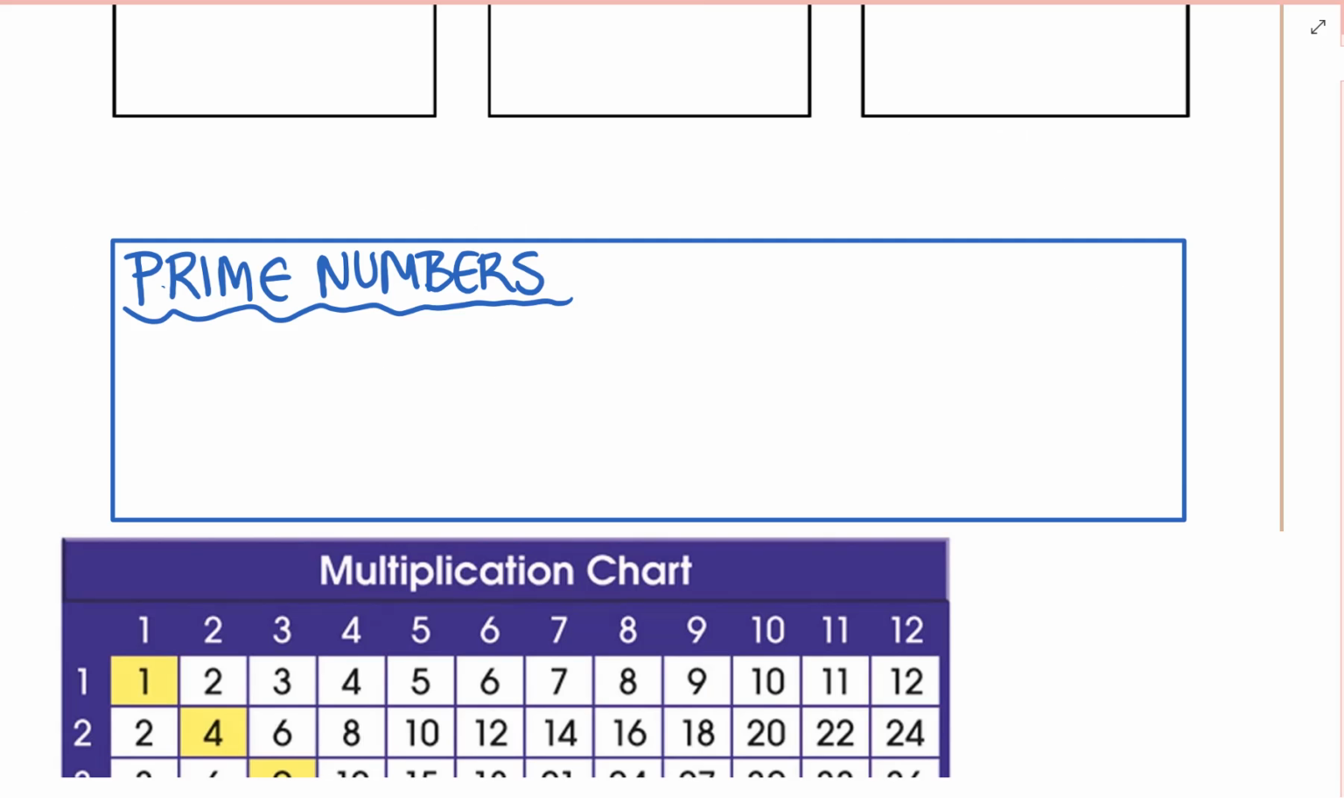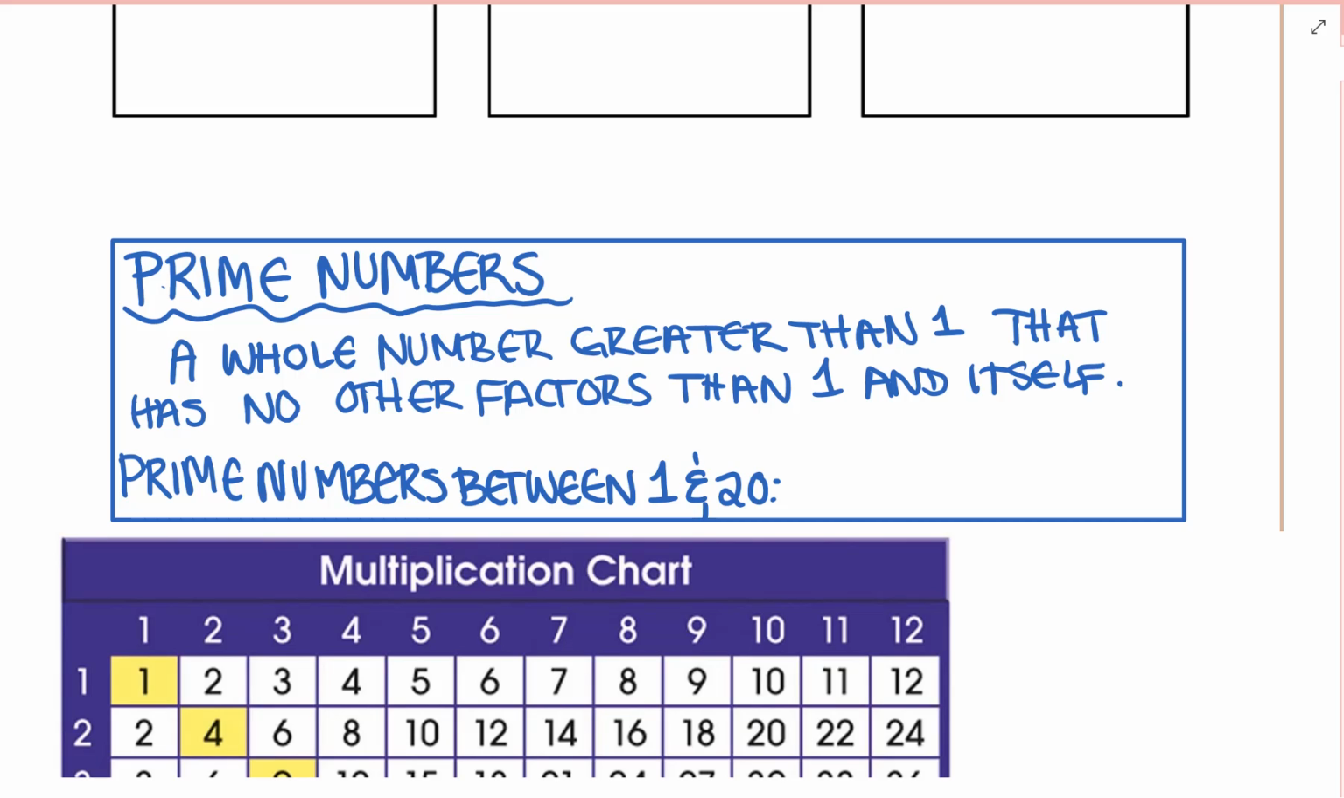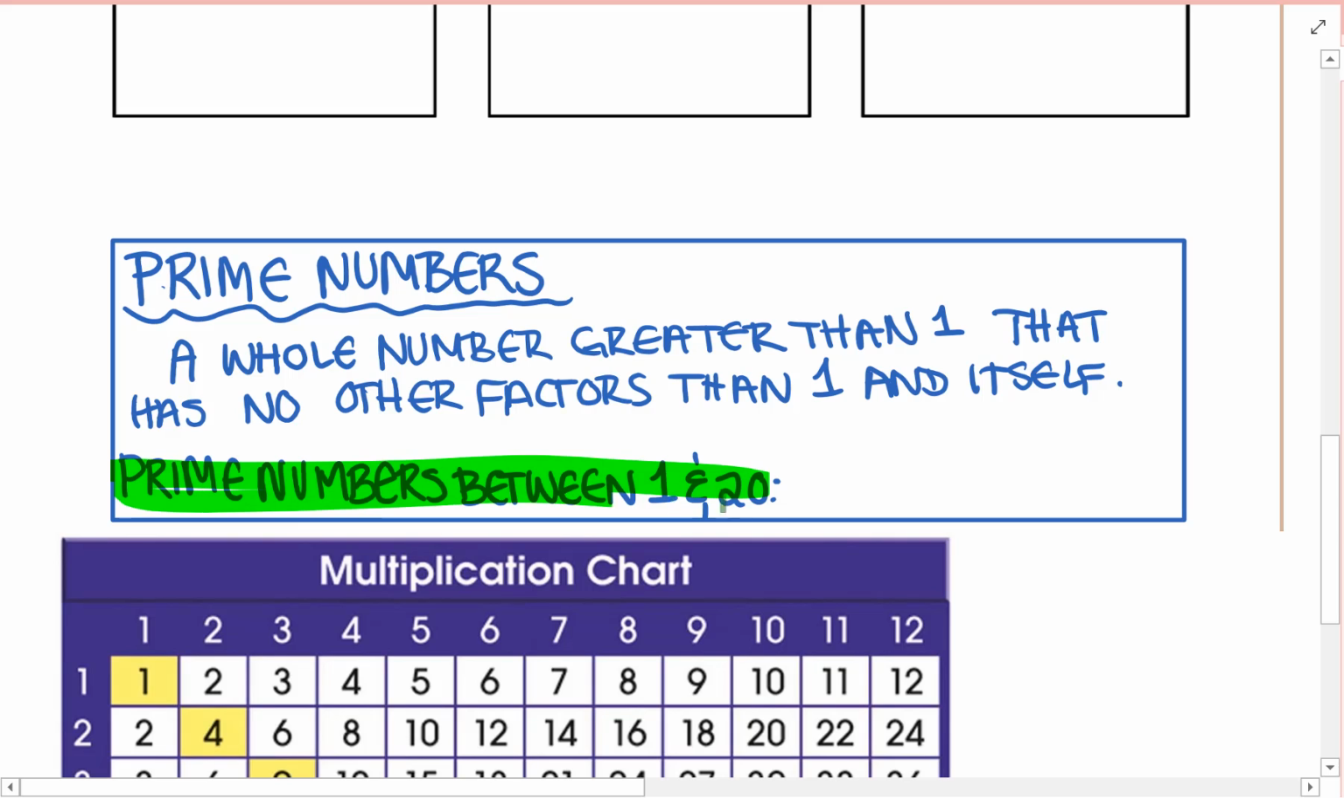And real quick, I want to talk about prime numbers. A prime number is a whole number greater than 1 that has no other factors than 1 and itself. So let's list the prime numbers between 1 and 20. Well, is 1 a prime number? A whole number greater than 1. Okay, so then 1 cannot be prime.